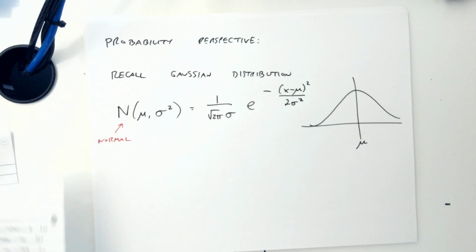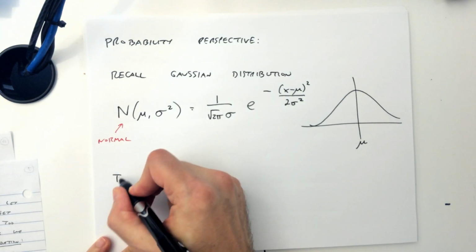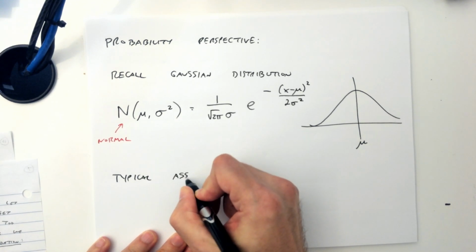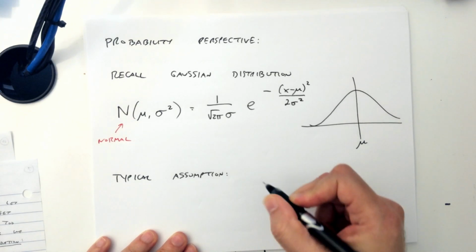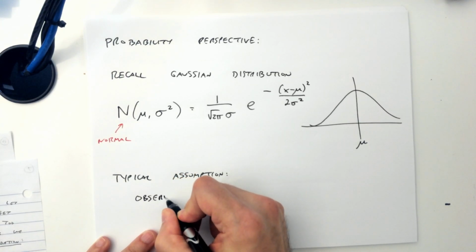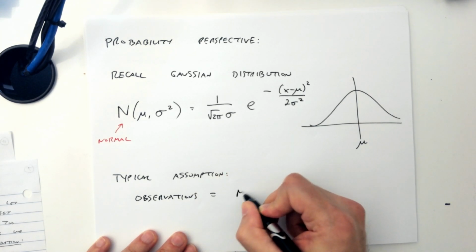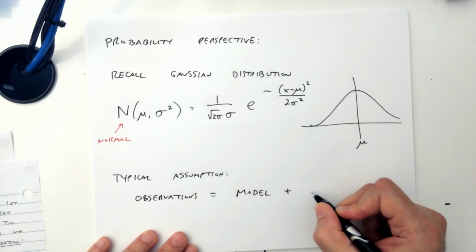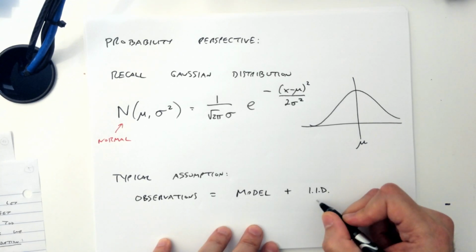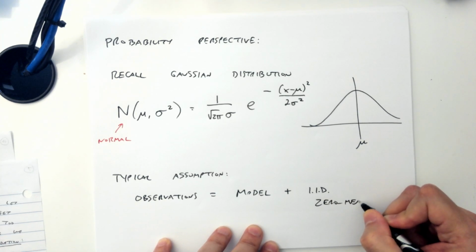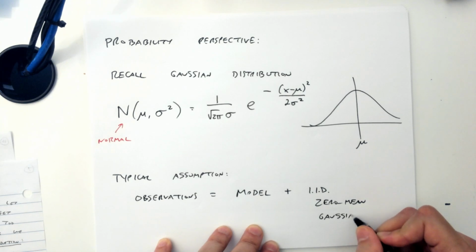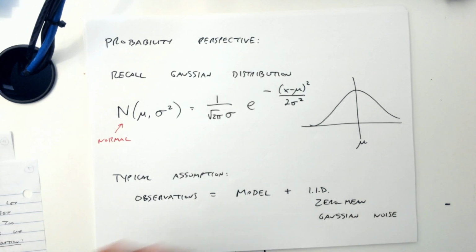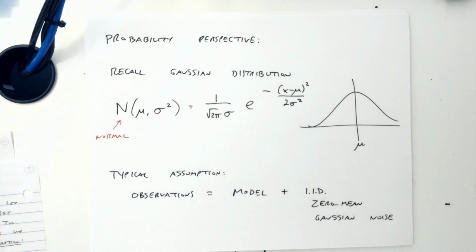So often it's natural to make the assumption that the observations that I have are corrupted by zero mean Gaussian noise, right? So a typical assumption is that the observations that you see are equal to some sort of underlying true model plus IID zero mean Gaussian noise, right? IID stands for identically and independently distributed.